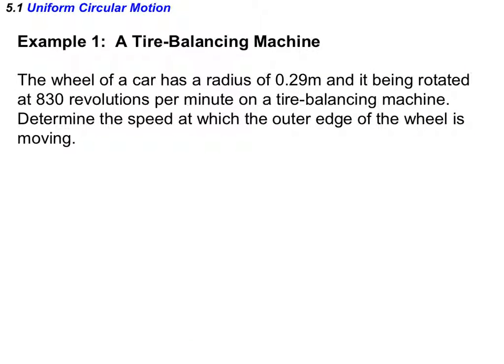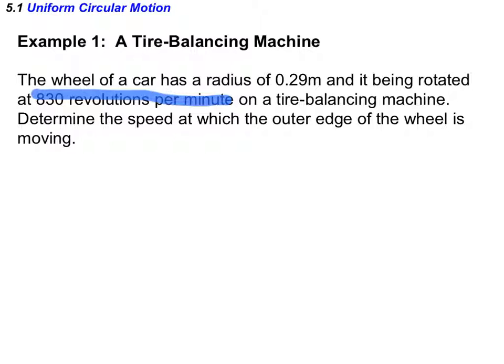So let's look at an example here of a tire balancing machine. The wheel of a car has a radius of 0.29 meters and is being rotated at 830 revolutions per minute on a tire balancing machine. One of the things we need to understand is what is this 830 revolutions per minute representing? What that's telling us is that every minute that goes by, this thing goes around in a circle 830 times. And we want to determine the speed at which the outer edge of the wheel is moving.